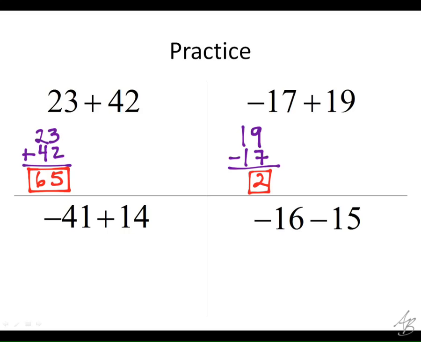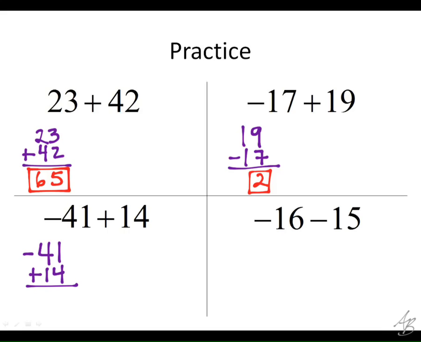Okay, the next one. We have a negative 41 and a positive 14. So are we going to add or subtract? We're going to subtract because one's positive and one's negative. Remember, anytime we have one positive and one negative, we subtract. Which one's going to go on top, though? The 41 needs to go on top. Okay, I like to make sure I keep that negative on the 41. And then we'll just put the plus 14 here.